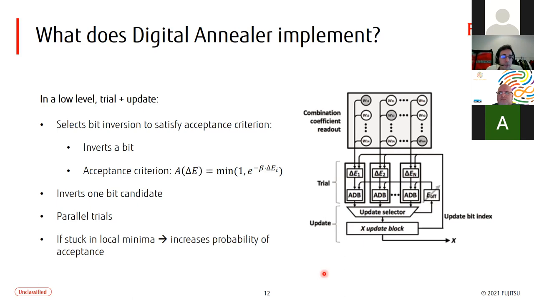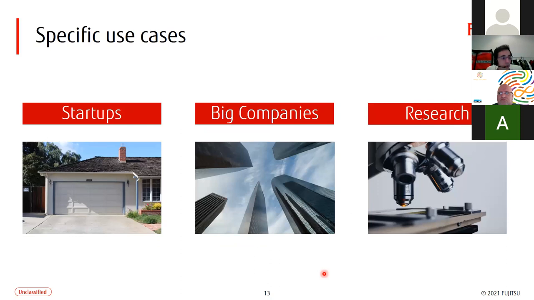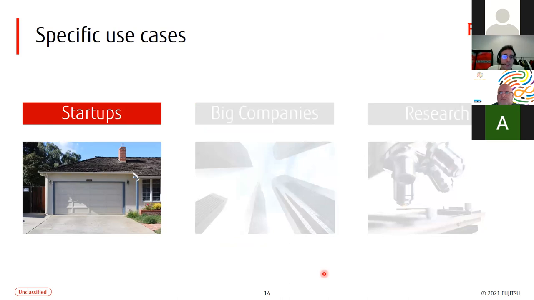Okay, so this is how Digital Annealer works, but we need to see what kind of problems we can solve with Digital Annealer, okay? And in this way we have been working with three different scenarios. The first one, starting by startups, okay, then big companies, and then research projects.